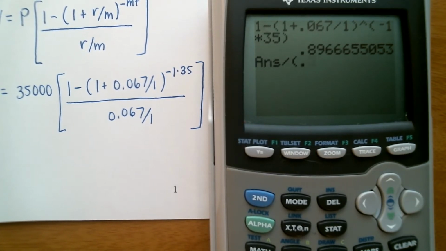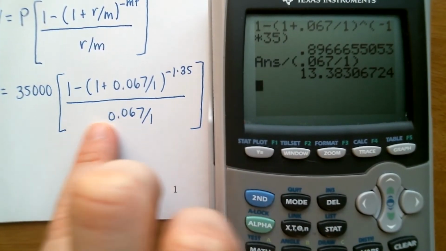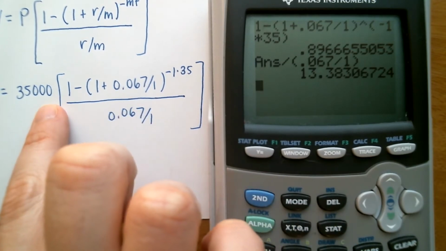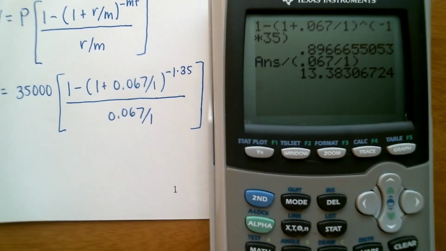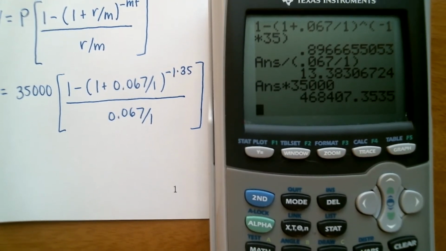All right, so we're going to divide by r over m, close the parentheses, okay? If you don't do the division in your head, you have to put the r over m in parentheses if you have an older calculator. Hit enter. This 13.38 ... is the quantity in brackets, okay? Now we need to multiply that by 35,000, so hit times. So it's going to take the previous answer and we can multiply it by 35,000, okay? And that is the answer.